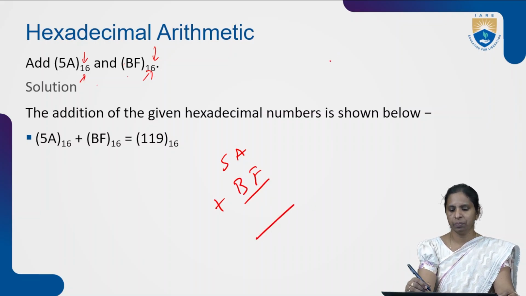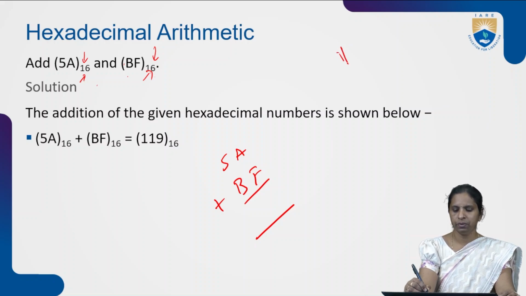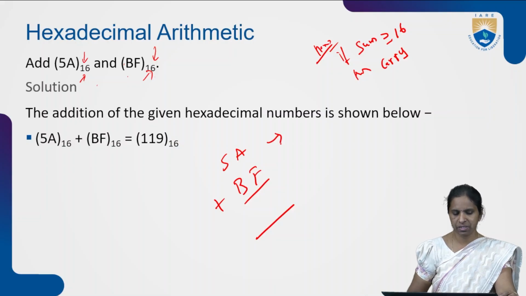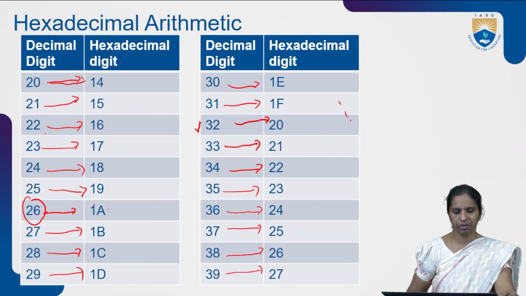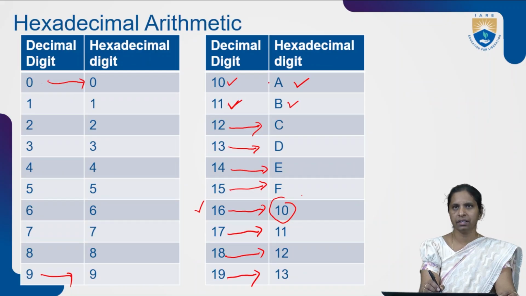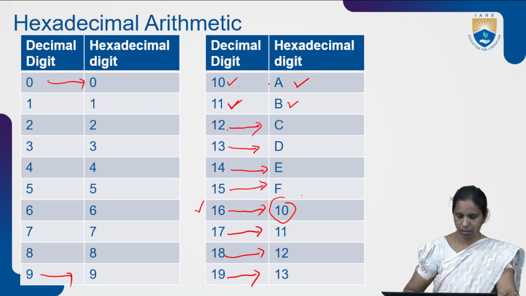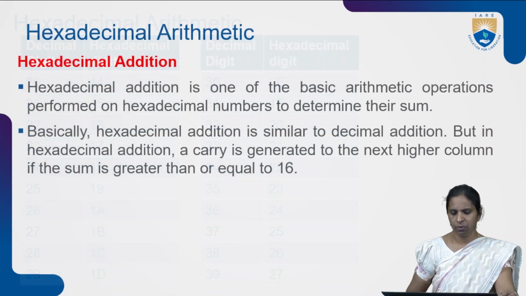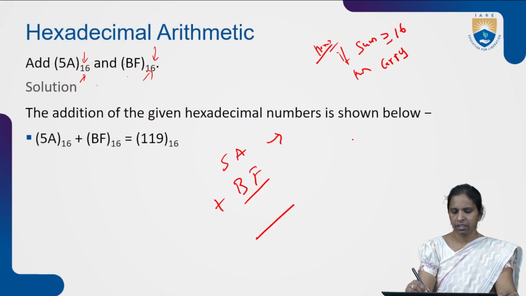We have already seen previously, when do you get the carry in the hexadecimal number system? If the sum is greater than or equal to 16, then you get the carry in hexadecimal addition. Therefore, what is A in the decimal number system? You have seen the table previously. A is 10, B is 11, and C is 12.